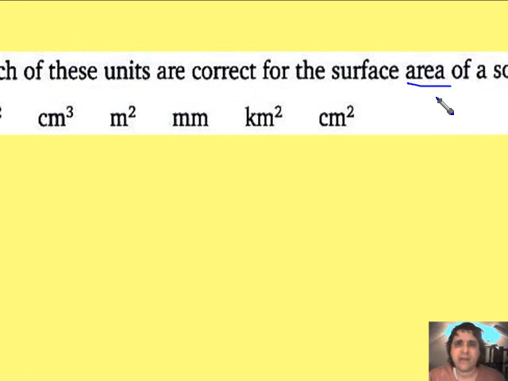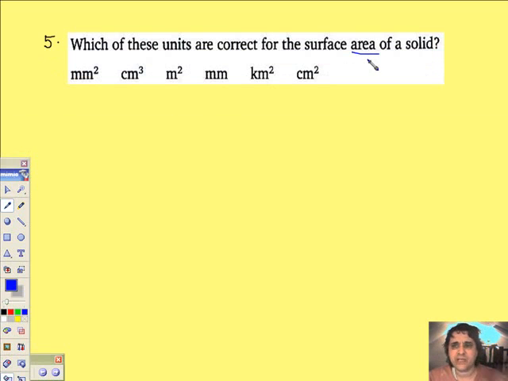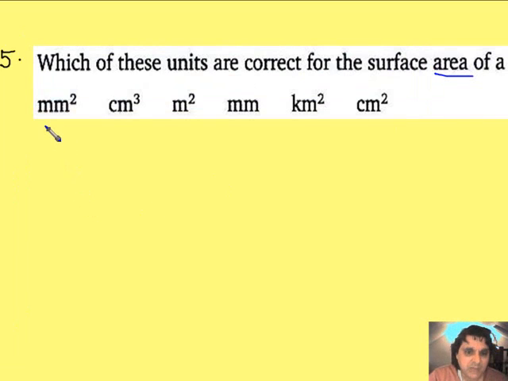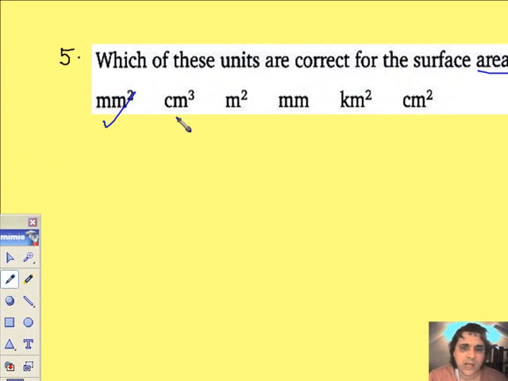Now you know areas have two dimensions, and you usually work out an area by multiplying a length by another length, essentially. So if you multiply, say, 5 centimeters times 2 centimeters on a rectangle, you go 5 times 2, 10 centimeters squared. So we're looking for a little square, aren't we? Millimeters squared? Yes. Centimeters cubed? No, because that's a volume.